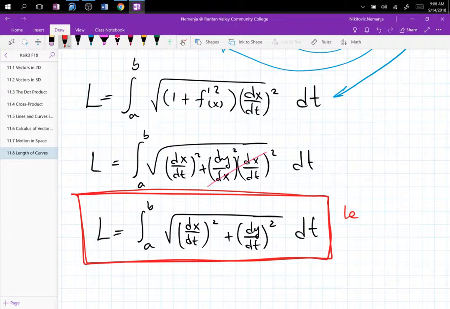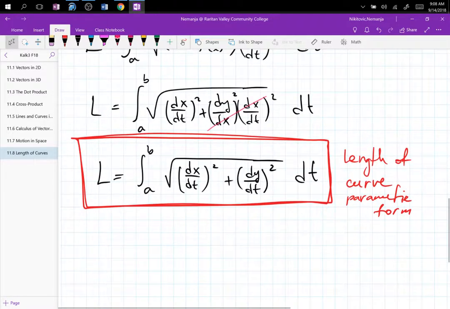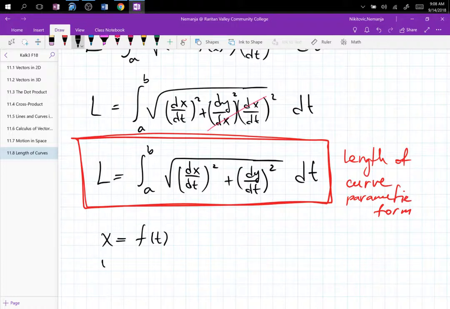So, length of curve, parametric form. What are you given in a parametric form? Well, you are given two parametric equations. You are given x is equal to some function f of t, and y is given by some other function g of t.